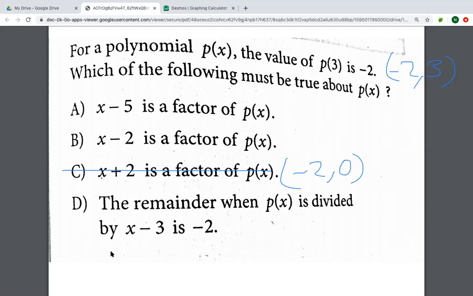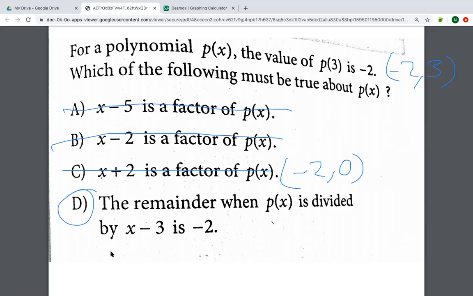When they wrote X minus 2 is a factor, do I know anything about X minus 2? Not really. Nope. Do I know anything about X minus 5? Nope. D is your correct answer.